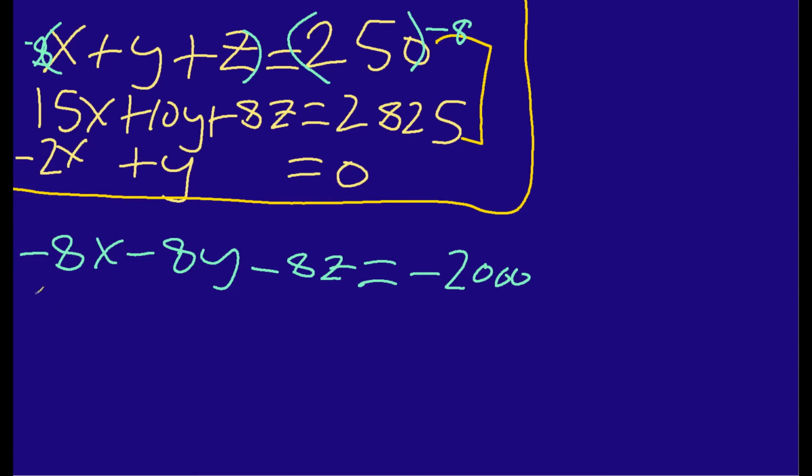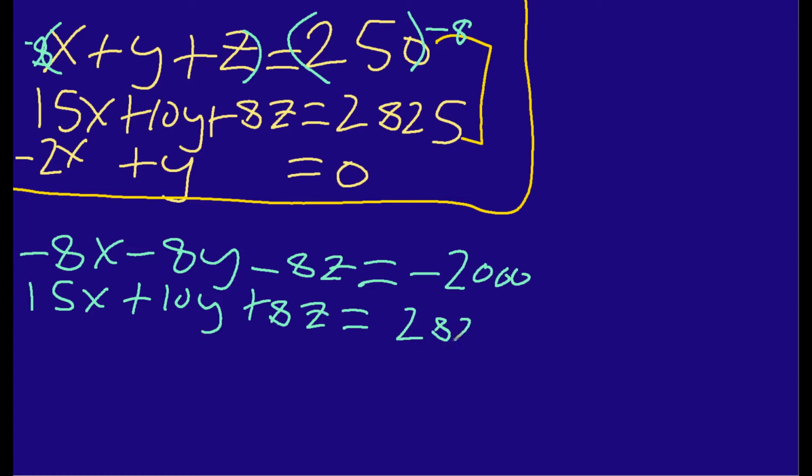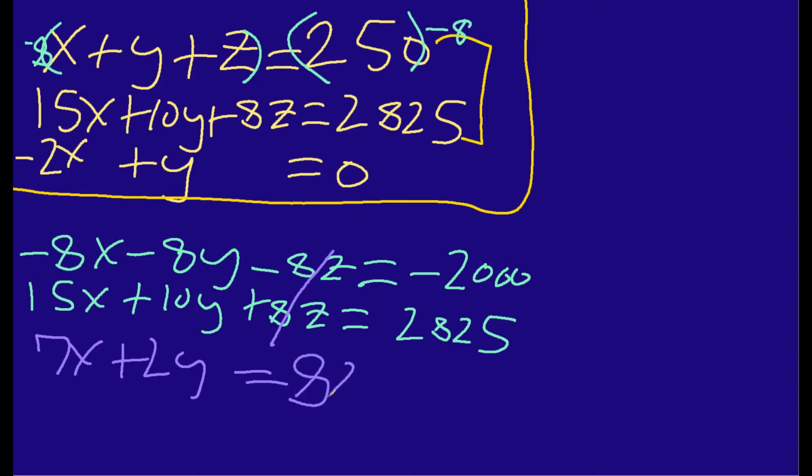So if I take the second equation, I have 15x, this has not changed, plus 10y plus 8z equals 2825. Now I add these up and I get 7x plus 2y. The z's cancel out, they're gone. Equals negative 2,000 plus 2,825 is going to be 825. So we've already made progress here.